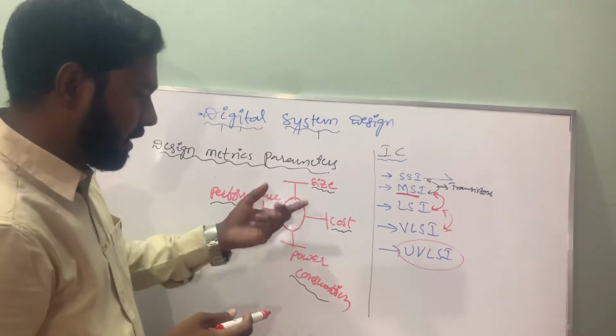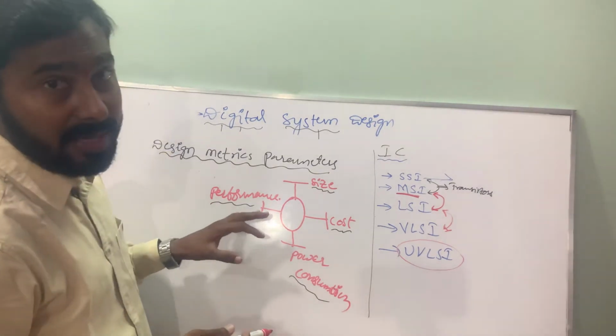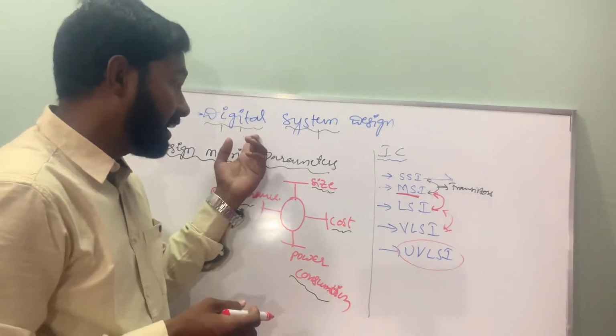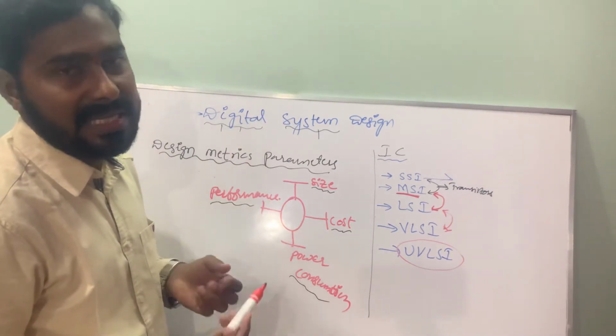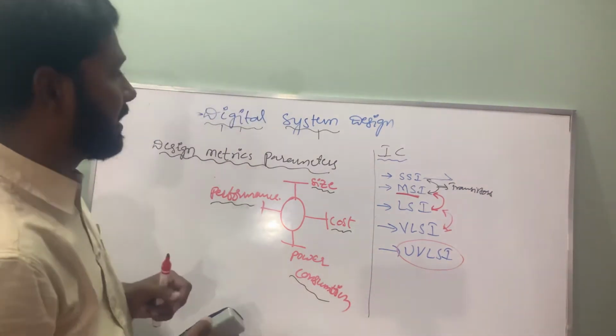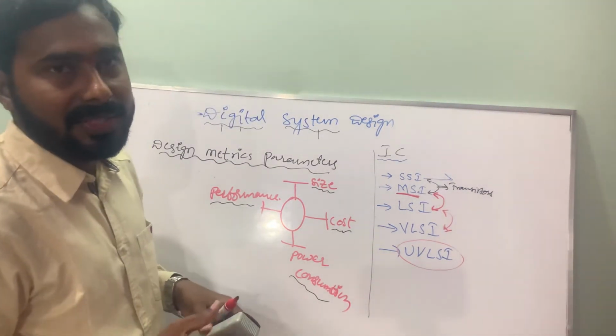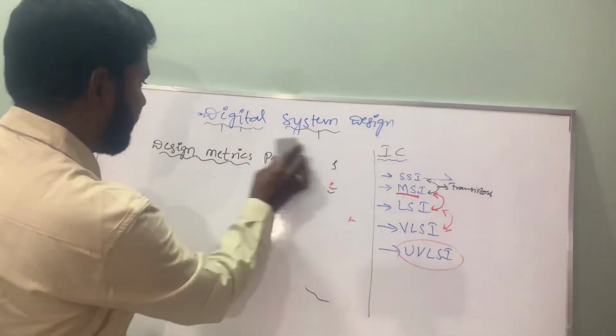Why am I giving size, cost, power consumption and performance? Because these are the major parameters. Now we are going to design different digital circuits, either combinational logic circuits or sequential circuits. But before designing digital circuits, we should learn what the different languages in digital systems are.